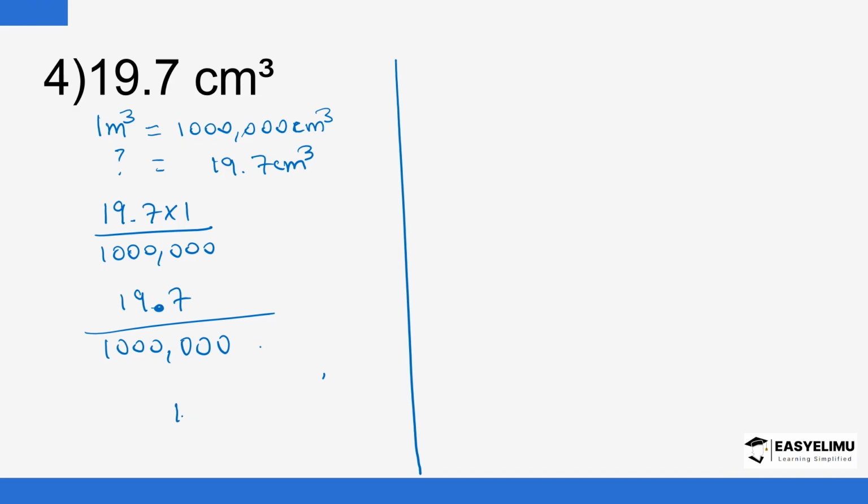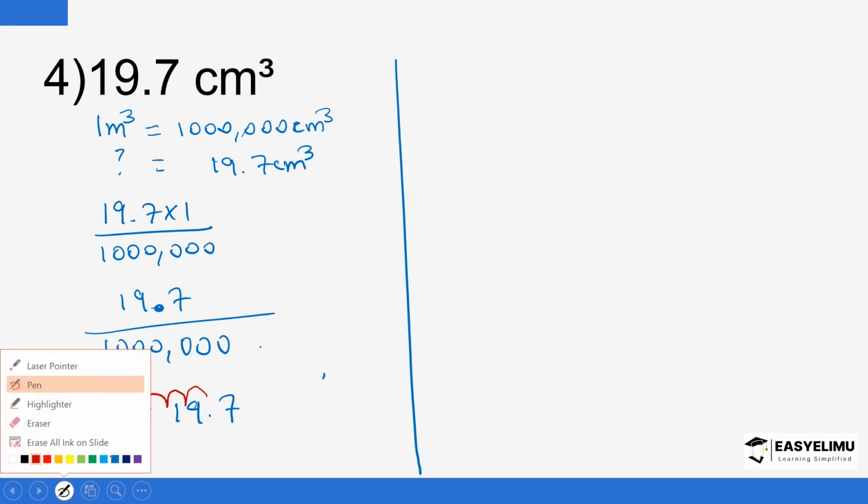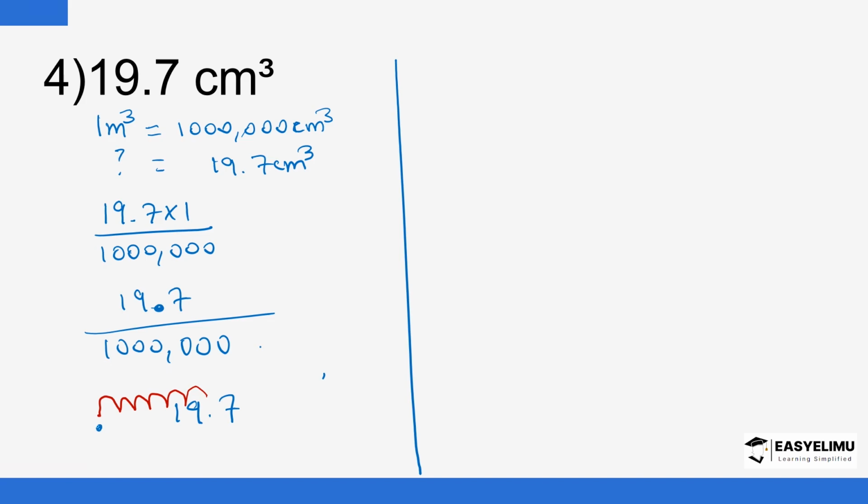So I have 19.7. Let me have the decimal point shift to the left. So 1, 2, 3, 4, 5, 6. So this is where the decimal point is now. So 0, 0, 0, 0. Wow. So those are 4 zeros before. So it means this is going to be equal to what? 0.0000197 cubic meters.